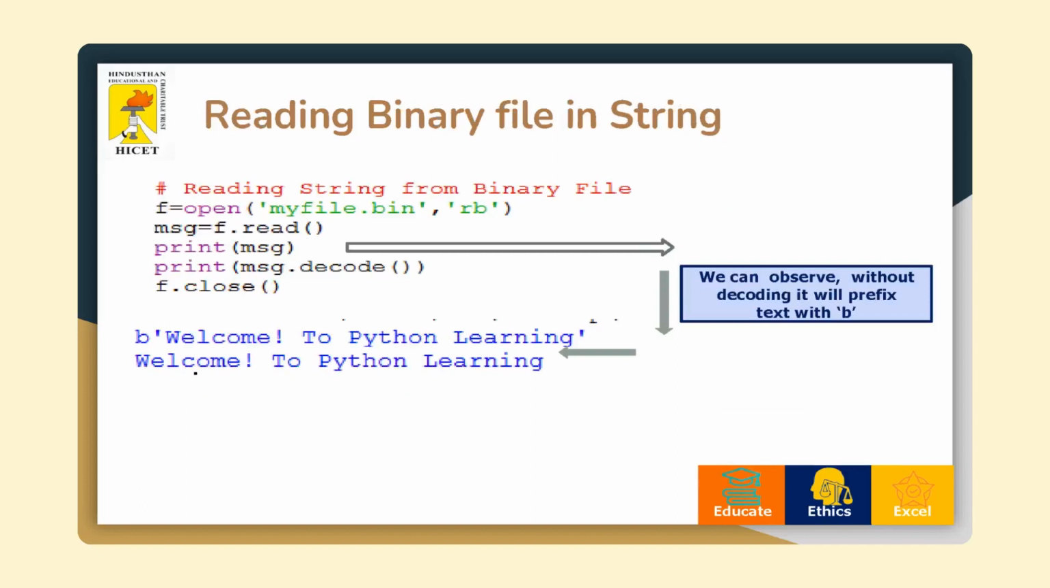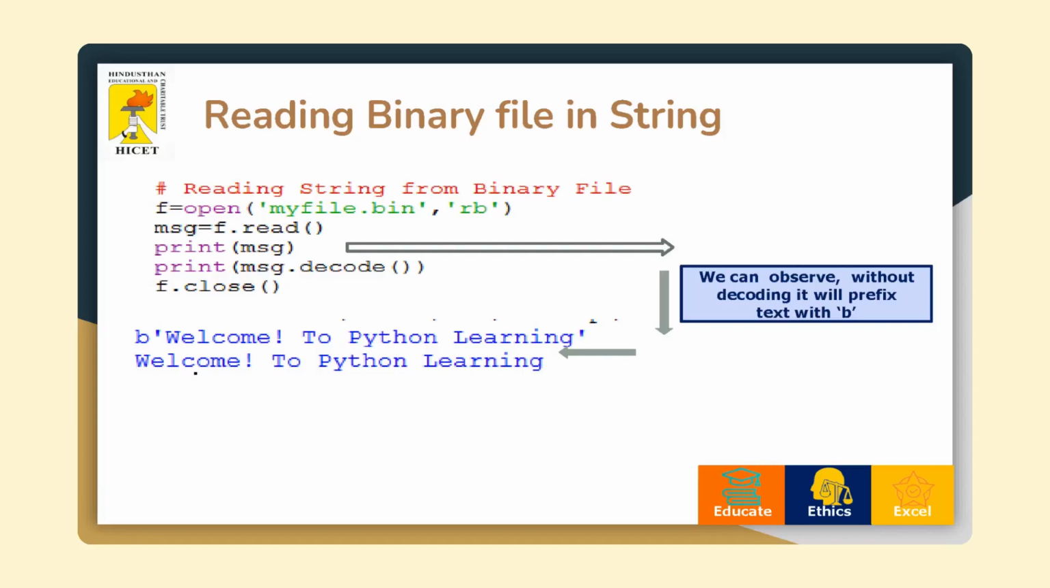Now let us see how to read the content which is stored in the file. Here, in the same way, I'm going to use a file pointer f, and with that I'm going to open myfile.bin. This bin represents the binary file. Here I'm going to use the normal read method. Using that read method, I read the content in the binary file, and that content will be passed to message. Just by printing message, you'll see it prefixed by b: b, welcome to Python programming.